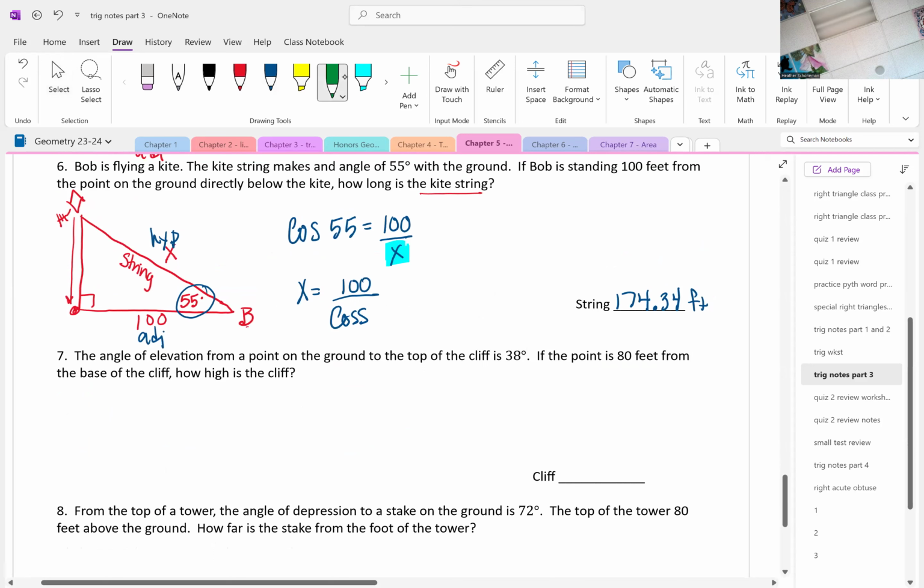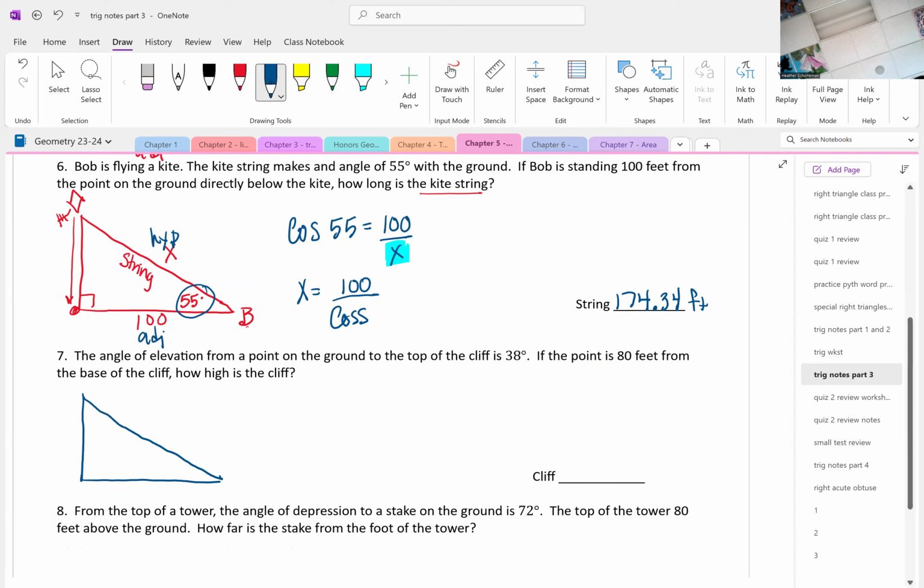All right, next one, the angle of elevation. So let's draw a right triangle because all of these have a right triangle. It's non-negotiable. Okay, the angle of elevation from the point on the ground to the top of the cliff is 38. It doesn't matter what comes with it. If it uses those 3 words, it goes in the bottom right corner. So 38 goes in the bottom right corner. If the point, okay, so this goes to a point on the ground. So here's my point.